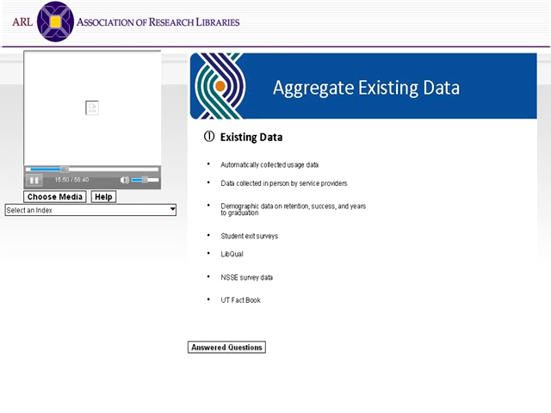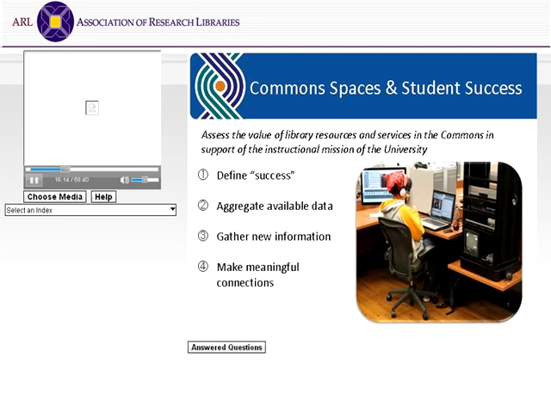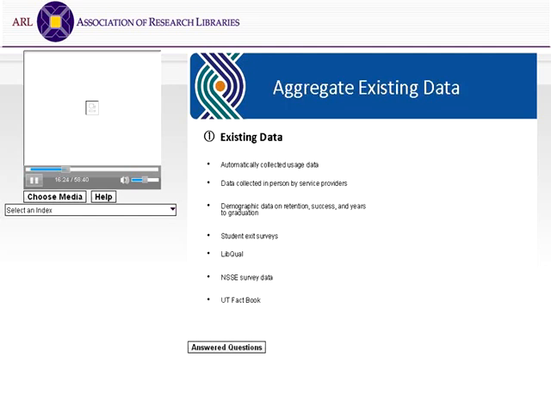Okay. In this study, we're going to look at how we define success, pulling together available data, gathering new info, and making meaningful connections. Now, looking at the current data that exists, we've got some that's automatically created, log file analysis of software used on the commons workstations, equipment checkout, and so on. Could you move ahead one slide, please? Thank you. Data collected in person by service providers, like sign-in sheets, transaction counts, ticketing system data.